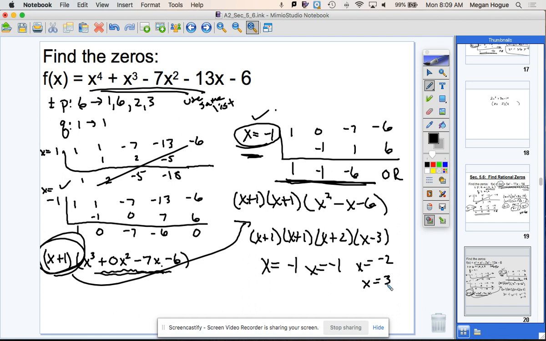Standard form for a parabola: y equals ax squared plus bx plus c. So ax squared. This is x to the 4th. The ones we were solving were x to the 3rd. What do you think tells us how many answers we're going to have?